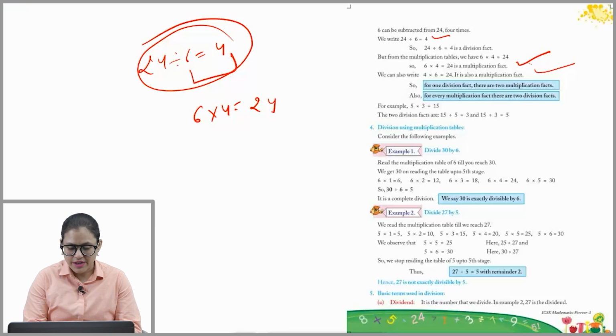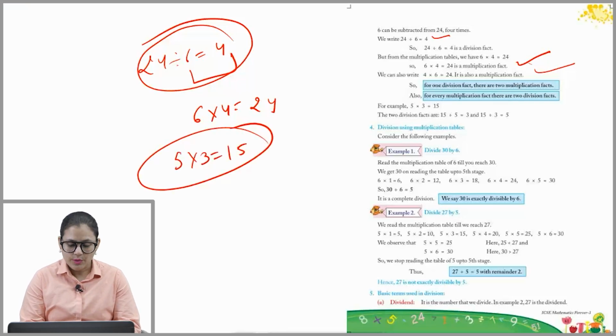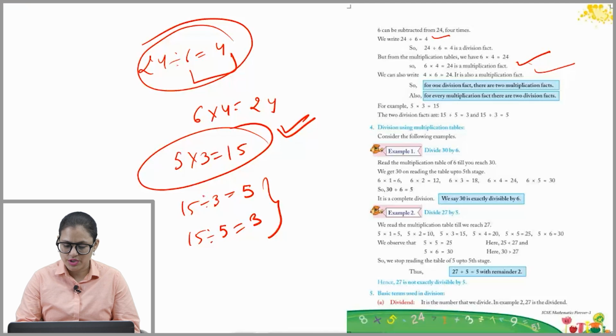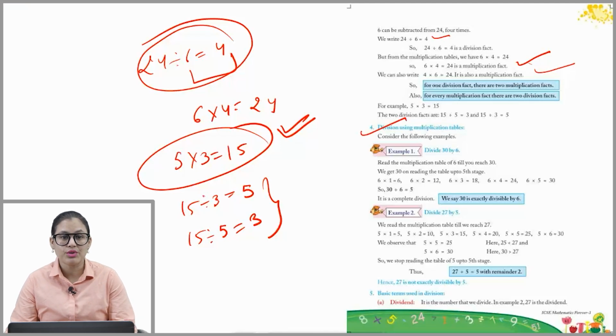For example, 5 into 3 is equal to 15. This is a multiplication fact. Now, 15 divided by 3 is equal to 5 and 15 divided by 5 is equal to 3. So, for this multiplication fact, we have 2 division facts, right? Number 4, division using multiplication tables.